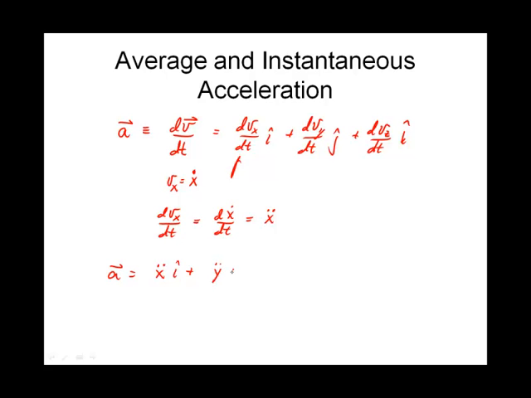That's y double dot times j hat plus the second derivative of z with respect to time times k hat. That's instantaneous acceleration in 3 dimensions. The average acceleration would just be the change in the velocity vector over the change in time. So this would be A average. It's also a vector quantity. Don't forget these are vector quantities.